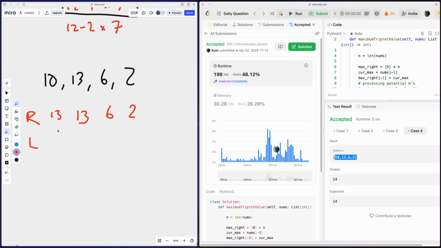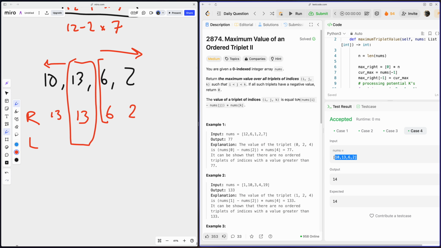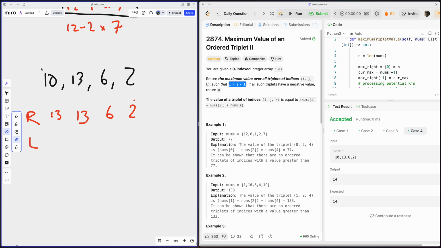Because later, let's just say if j is on this index, we see that we're going to do like 10 minus 13 times 13, which just doesn't really make sense. We want everything strictly to the right to be our k, right? That was in the instructions. I is less than j, less than k. So we have to make sure that at any index that we choose, our greatest number exists strictly to the right, or our smallest to the left is strictly to the left.